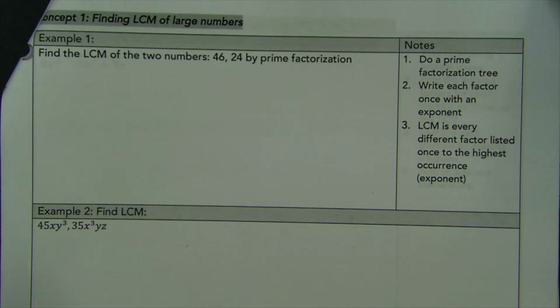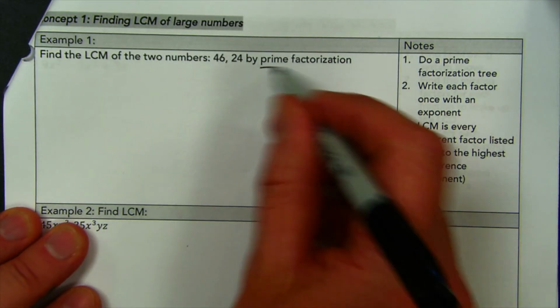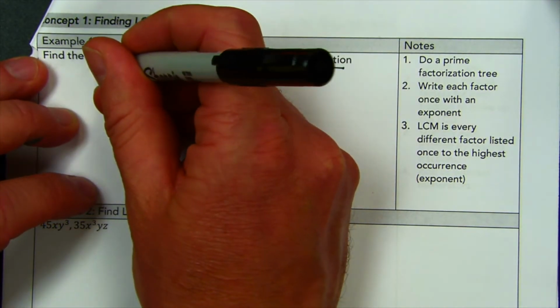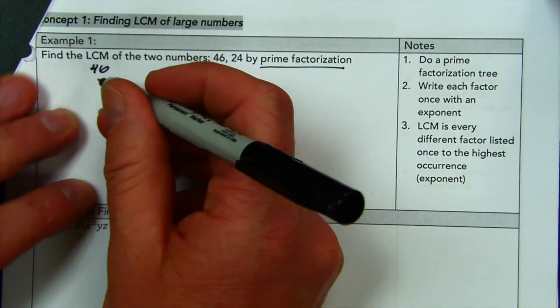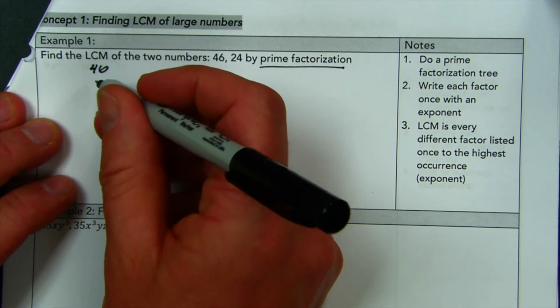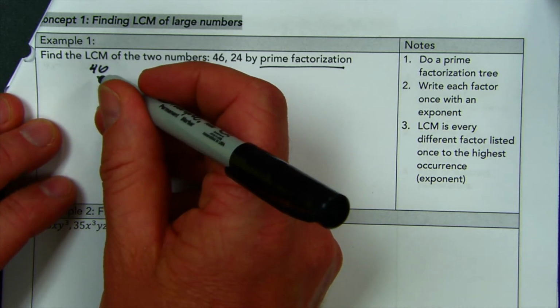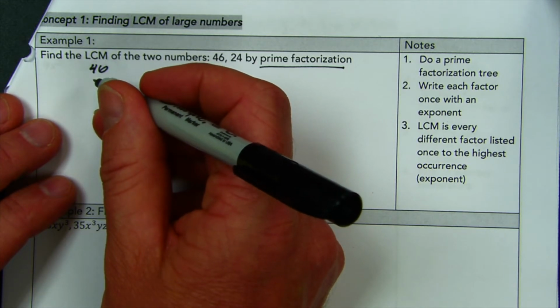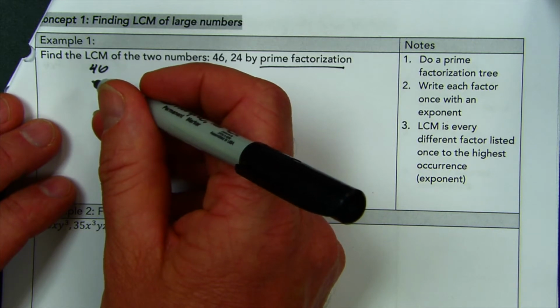All right, well, first thing you're going to do is this thing called prime factorization. So do a prime factorization tree. So you write 46, and then usually I want to write 46 as a product of primes. Prime numbers are numbers that are only divisible by 1 and itself. So like 2, 3, 5, 7. 8 is not prime. 8 is a composite number. You can have 1 times 8 or 2 times 4.